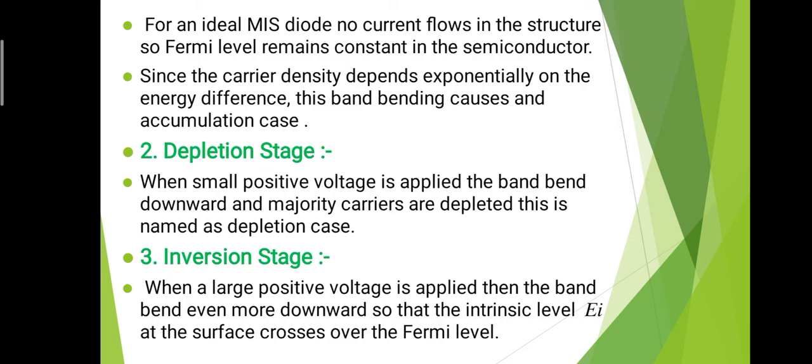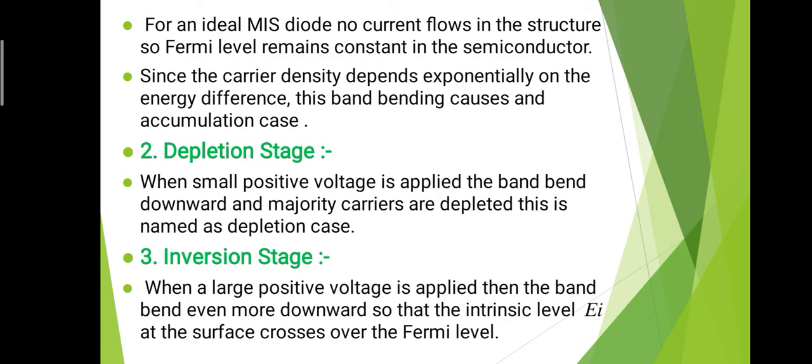When a small positive voltage is applied, the band bends downward and majority carriers are depleted; this is named the depletion case. Before the depletion stage, we considered the accumulation state. In the accumulation state, we consider the negative voltage, but in this case we consider a small positive voltage. When we apply this small positive voltage, there is again band bending, and this band bending occurs in a downward direction and the majority charge carriers get depleted, and due to depletion of those charge carriers, there is a formation of the depletion stage.